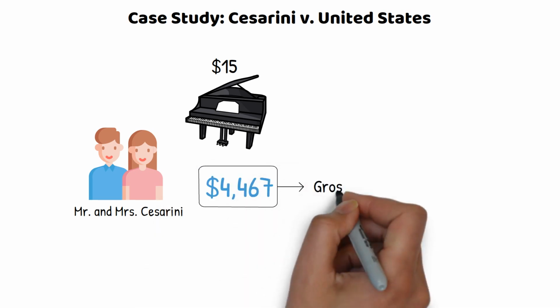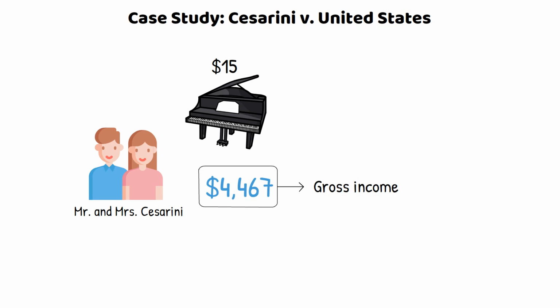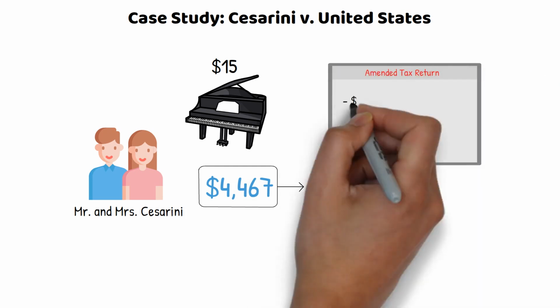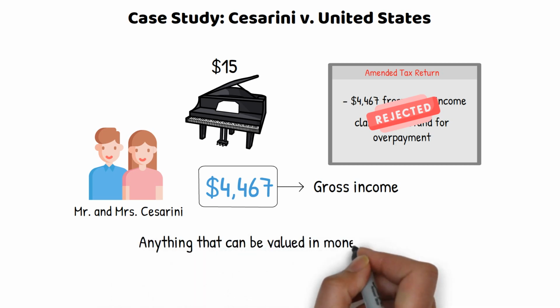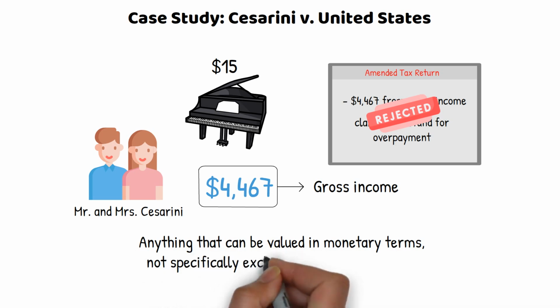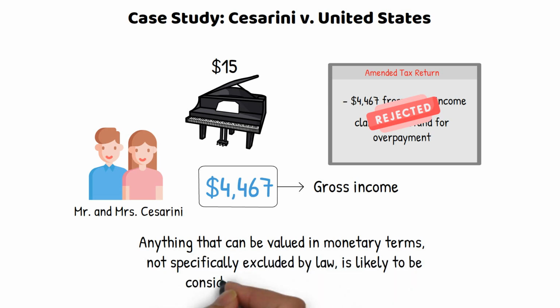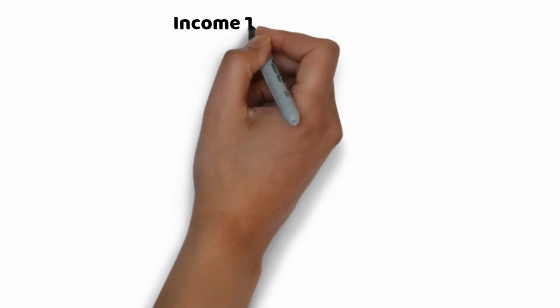They declared this find as gross income in their tax return, later filing a claim for refund, asserting that the found money was not taxable income. The IRS and the courts disagreed. The money was deemed taxable under the broad definition of gross income. This case exemplifies the IRS's extensive interpretation of what constitutes income. Anything that can be valued in monetary terms, not specifically excluded by law, is likely to be considered part of gross income.